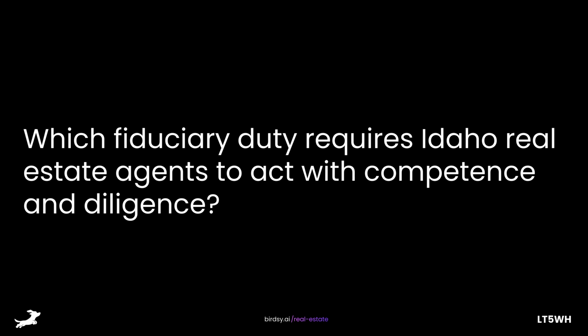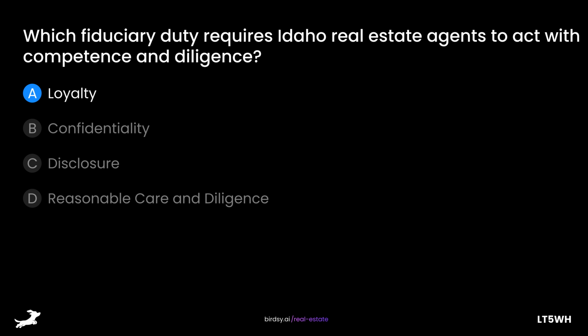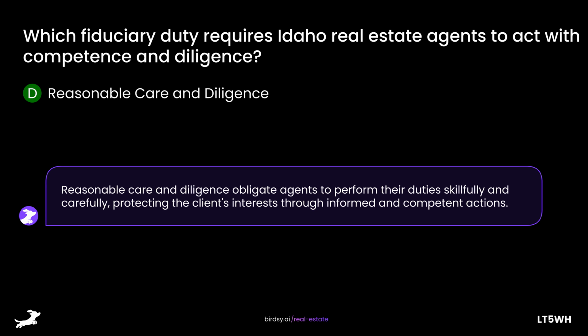Which fiduciary duty requires Idaho real estate agents to act with competence and diligence? Is it A. Loyalty, B. Confidentiality, C. Disclosure, or D. Reasonable care and diligence? The answer is D. Reasonable care and diligence. Reasonable care and diligence obligate agents to perform their duties skillfully and carefully, protecting the client's interests through informed and competent actions.